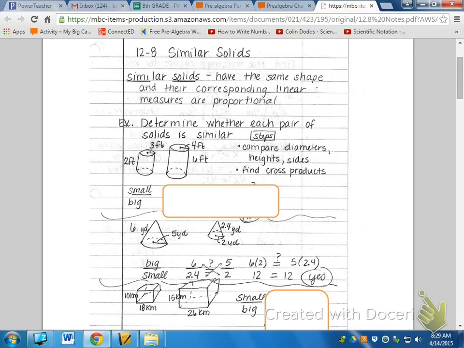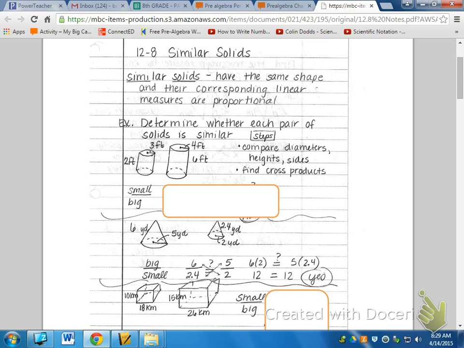Lesson 12.8, similar solids. Similar solids have the same shape and their corresponding linear measures are proportional. So the measurements that you see in any similar solid or three-dimensional figure, those dimensions are proportional. So we'll be writing proportions today.